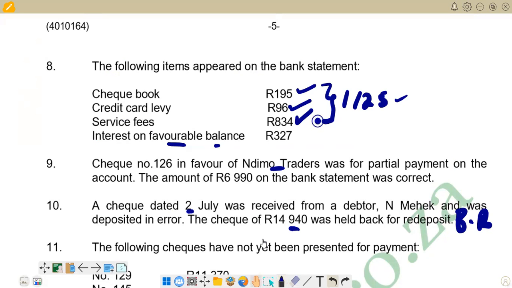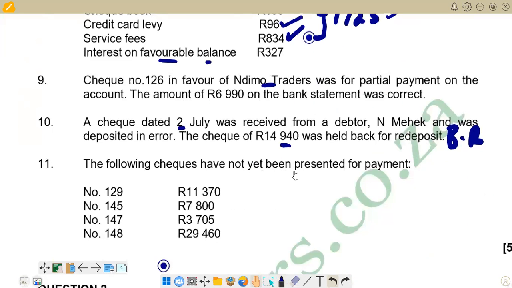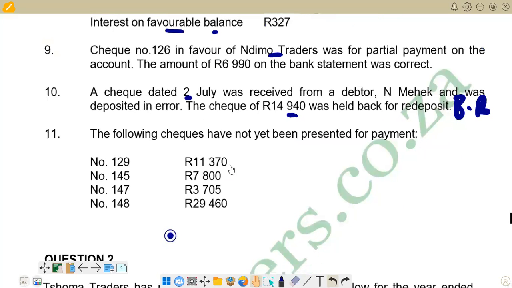Then we go to the next one, which is 11. The following checks have not yet been represented for payment. So these checks have already been issued. Whenever they are issued, they are recorded in the journals. But in the bank statements, they won't be reflecting. So this is also affecting bank reconciliation. So this is what we have in terms of our journal.